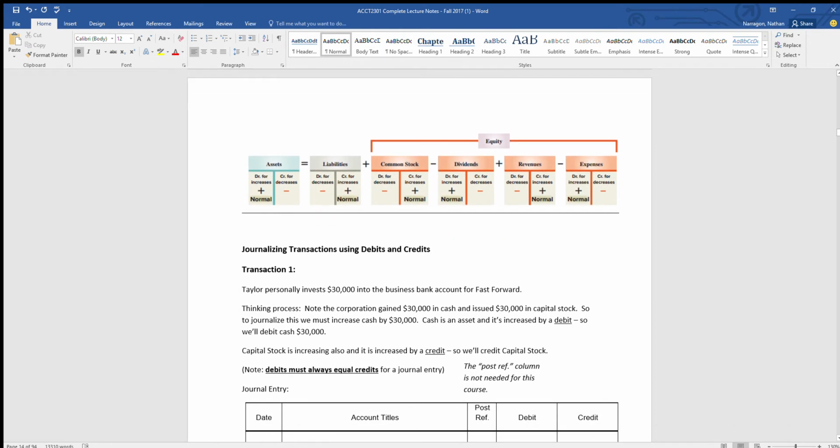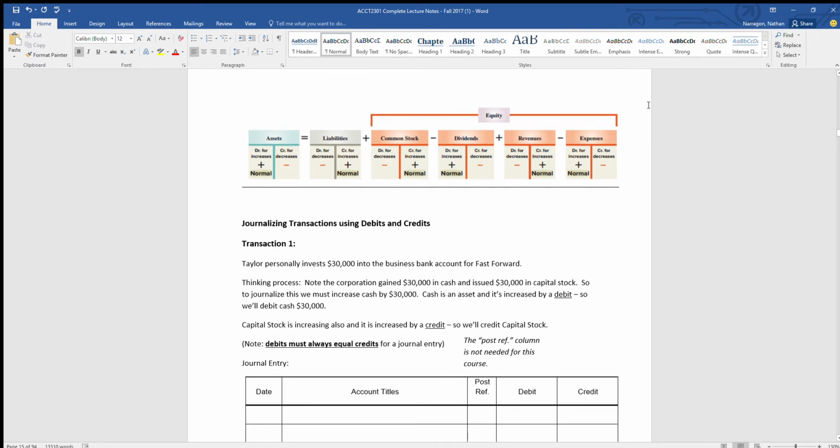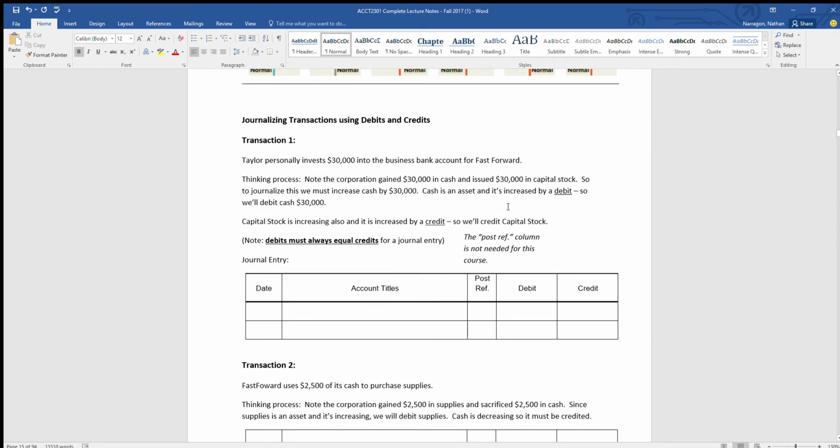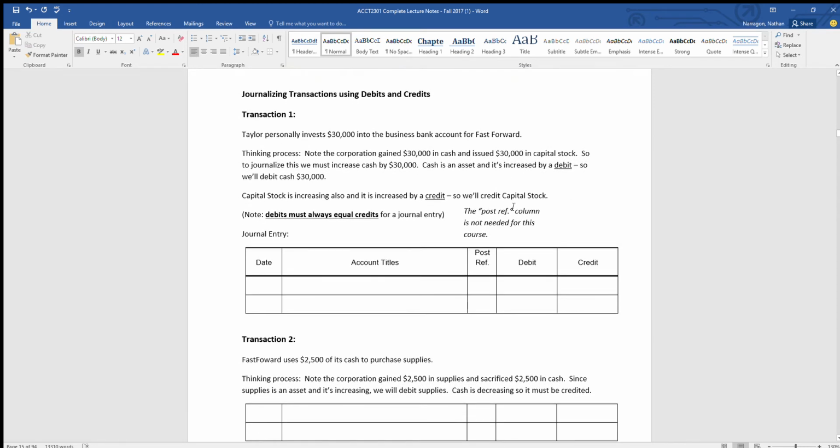Once we have that, here's a nice little graphic. We love graphics. We're going to start getting into some transactions. Your notes are going to look exactly like mine, and I'm going to fill these in. If you printed these out, fill them in. You're going to see how these go. We're going to get into how to actually journalize these transactions. You'll notice some of these are from Chapter 1, and we're going to explain how they work.